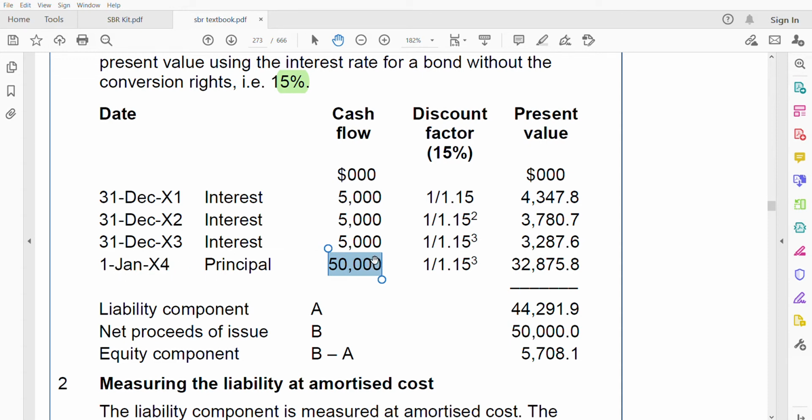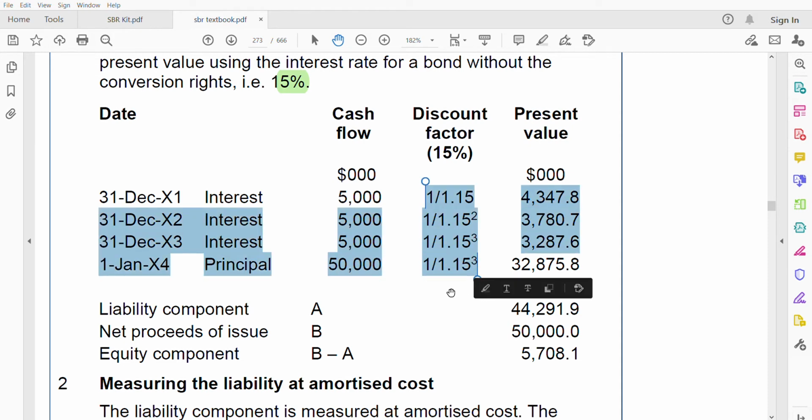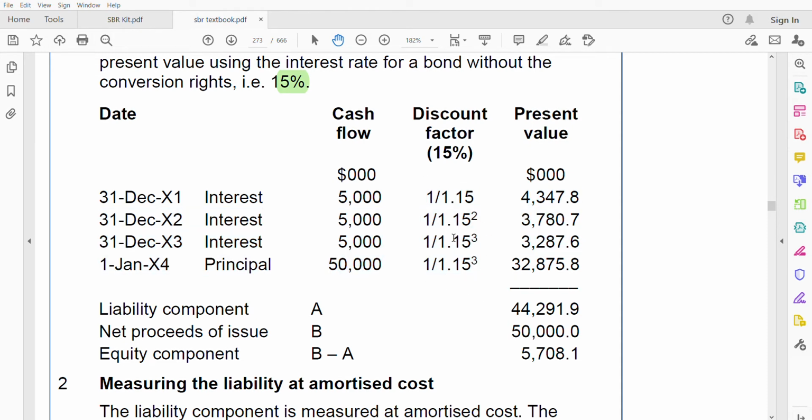It does not matter. 1 day difference will not change your discount factor. So it's 50,000, the amount of the bond. The discount factor is 15%, and I'm sure that you know how to discount. It's 1 divided by 1 plus the discount rate, to the power 1, 2, 3, and 3. Because this interest and principal, 5,000 and 50,000, you will be receiving in the same year.